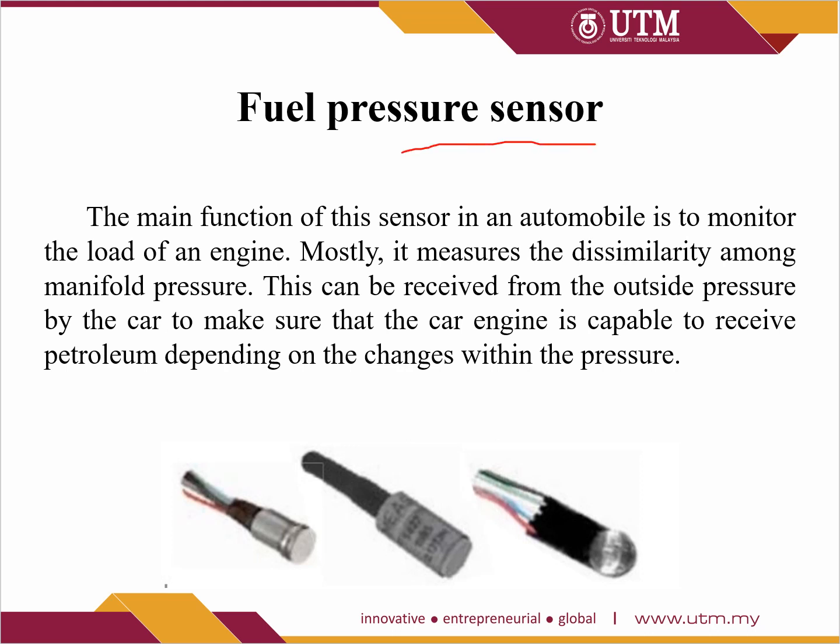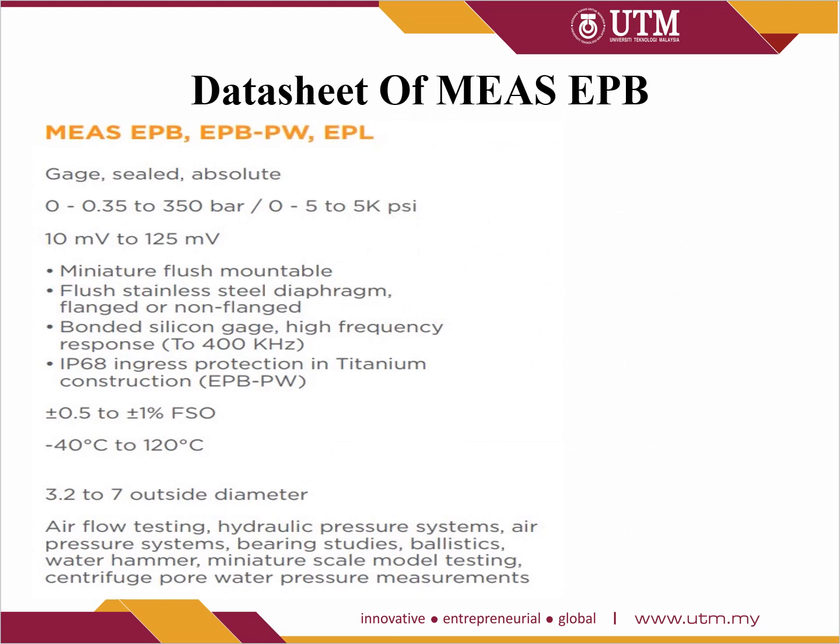The third sensor is the pressure sensor. The main function of this sensor in an automotive is to monitor the load of an engine. For the pressure sensor we select the MEAS EPB, with a maximum pressure of 350 bar, an accuracy of 0.5, and here the diameter of this sensor. The voltage is from 10 millivolt to 125 millivolt.